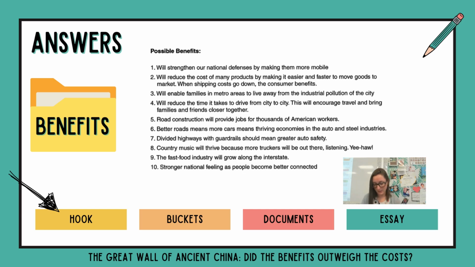For the benefits of doing this, I'm just going to list a couple of these items again. You can look at them yourself. There's stronger national feeling as people become better connected. The fast food industry will grow along the interstate. We'll strengthen our national defenses by making them more mobile. Whatever you came up with in your groups is great. If you were struggling with any of these items, please look through here, clean up your wording, and add a couple of items if you want. But this was really a preview engagement hook activity to get you into that thought process as we go.